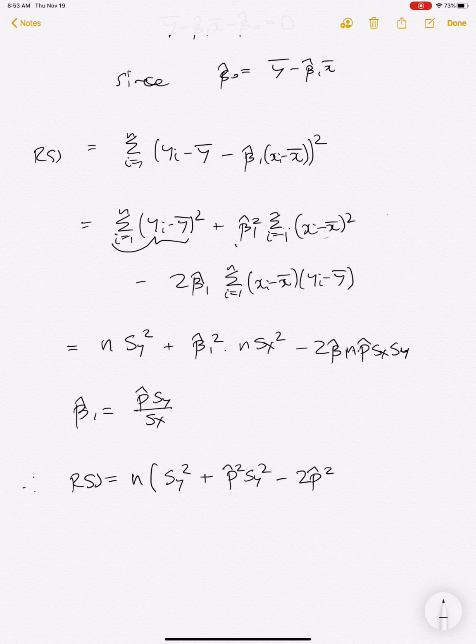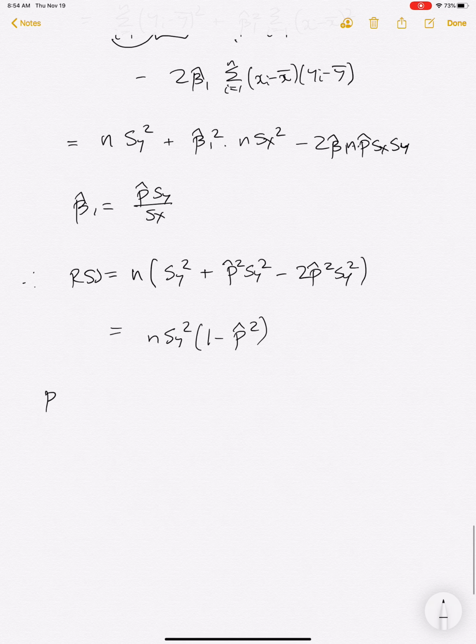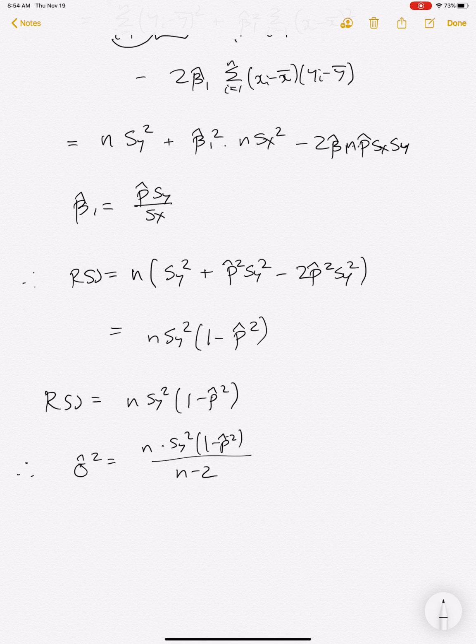And then we're going to get the sy and the sx will cancel out again. So you get sy squared. And so this whole thing is just going to be n times sy squared times 1 minus rho hat squared. So it's pretty cool that that's what we get as the residual sum of squares: n times sy squared times 1 minus rho hat squared. And so therefore what that means is that sigma hat squared is equal to n times sy squared times 1 minus rho hat squared, divided by n minus 2.